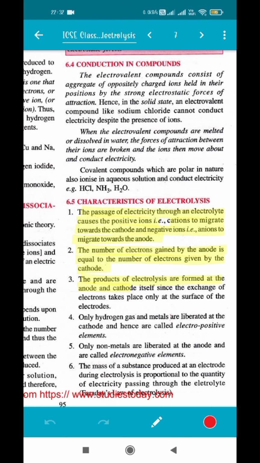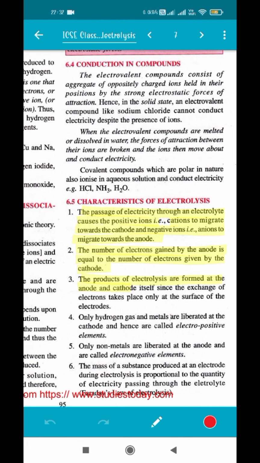The passage of electricity through an electrolyte causes the positive ions, that is the cations, to migrate towards the cathode and the negative ions, that is the anions, to migrate towards the anode, which I just told. The number of electrons gained by the anode is equal to the number of electrons given by the cathode. Like I told you, in case of a cathode and an anode, there will be oxidation and reduction. We will learn which one will occur where. Oxidation means loss of electrons and reduction means gain of electrons. So however many electrons are lost, that many will be gained. So there are no extra electrons remaining in the solution. It will be matched up.